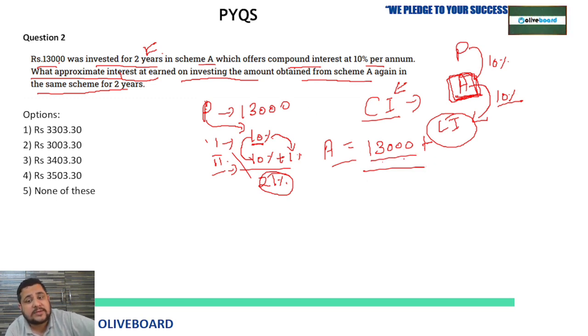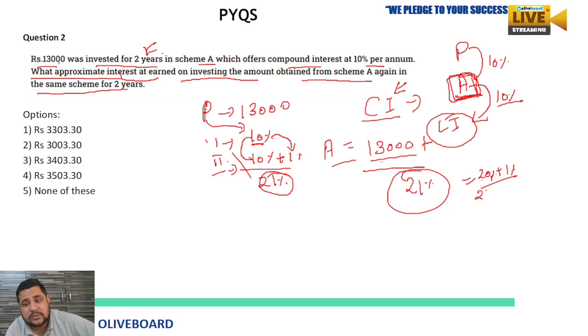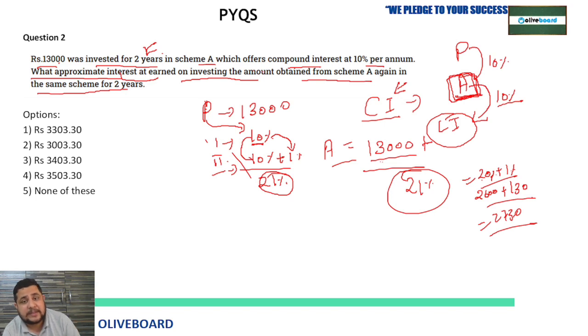So 10% of 13,000 will be 1,300. Just double of that. How will you find out 21%? You can easily determine that by 20 plus 1. So 20% would be just double of 1,300, because 1,300 is the 10%. So 2600 plus 10%, which is 130. So ultimately 2730 is the compound interest he will get when he invested the principal the first time. So 13,000 plus 2730, the actual amount is 15730. So this amount he finally gets after the first 2 years.